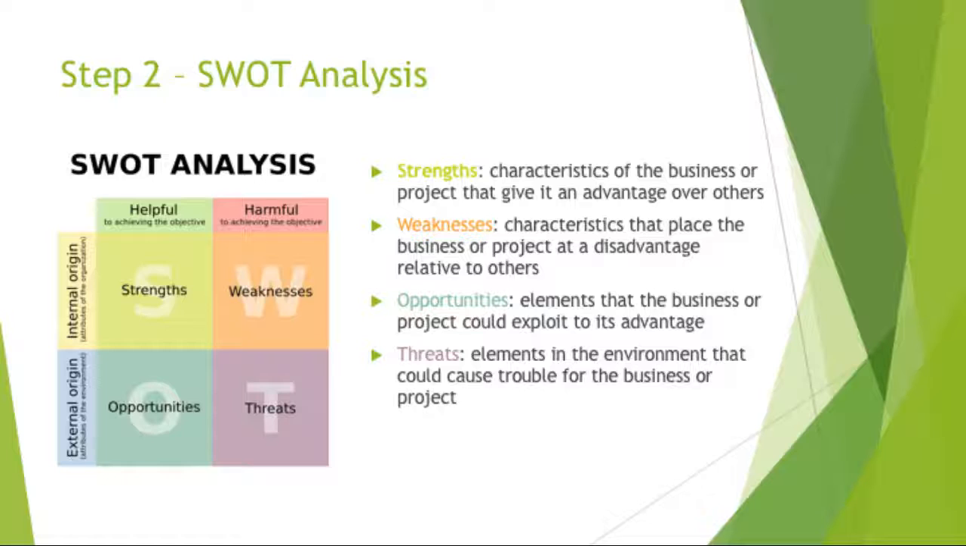An item which is harmful to achieving the objective is a weakness if it is of internal origin. This may be an area where you know your organization is currently deficient. It's an area where there's good potential for development. An item which is harmful to achieving the objective and is of external origin is a threat. These are often areas over which you have no control and which could have a negative impact to your organization.